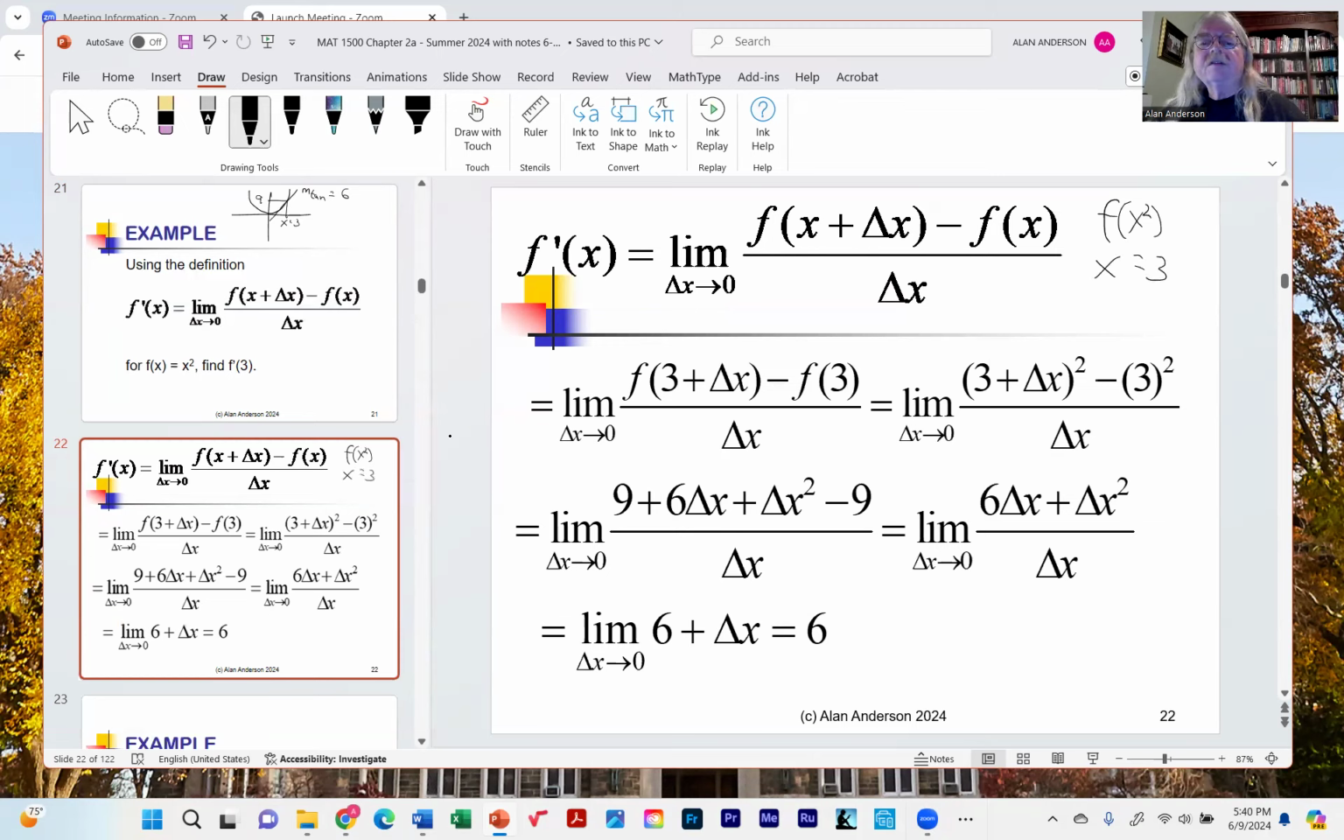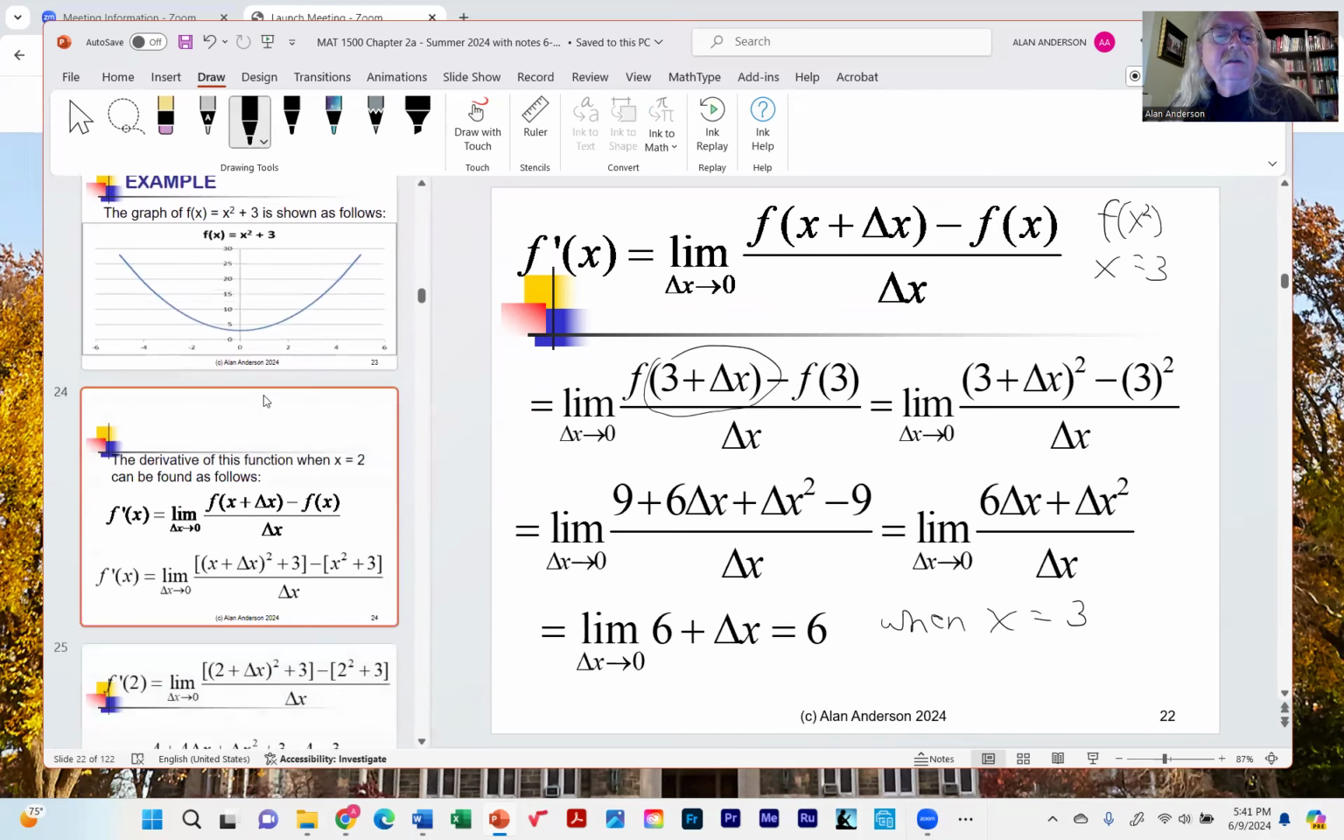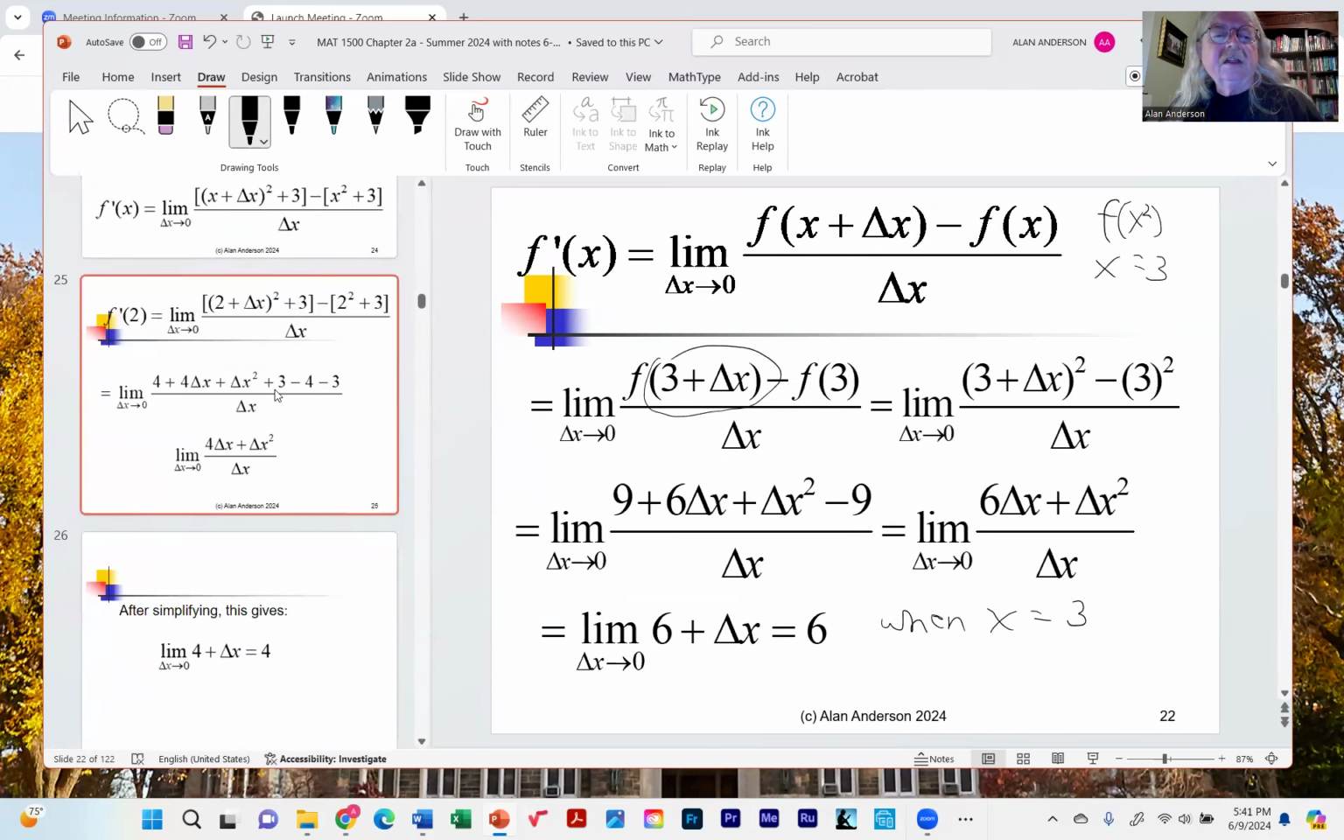So here's f of 3 plus delta x minus f of 3 over delta x, as we went through earlier. That means that this is 3 plus delta x squared minus 3 squared over delta x. We've already done a lot of this before, and we discovered here that delta x goes to 0 when x equals 3. So what happens then if we don't need it at a specific value? Let's find out.